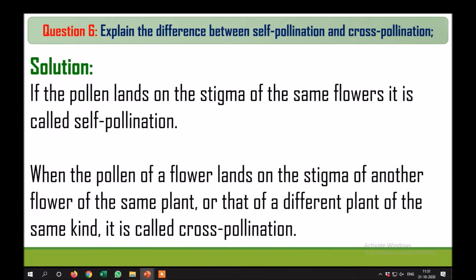Now, sixth question: explain the difference between self-pollination and cross-pollination. So the answer is: if the pollen lands on the stigma of the same flower, it is called self-pollination. When the pollen of a flower lands on the stigma of another flower of the same plant, or that of a different plant of the same kind, it is called cross-pollination.